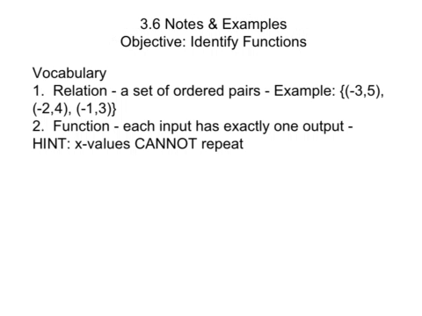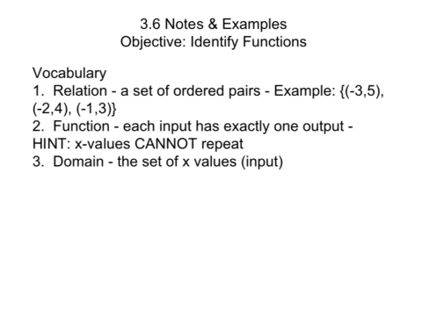The next vocabulary word is function. A function is where a relation, each input, has exactly one output. Now, for me, to understand that better, I just realized that the x values, the inputs, cannot repeat. It doesn't matter if the y values repeat. It only matters if the x values repeat. As long as the x values do not repeat, then the relation is a function. We'll talk more about this later.